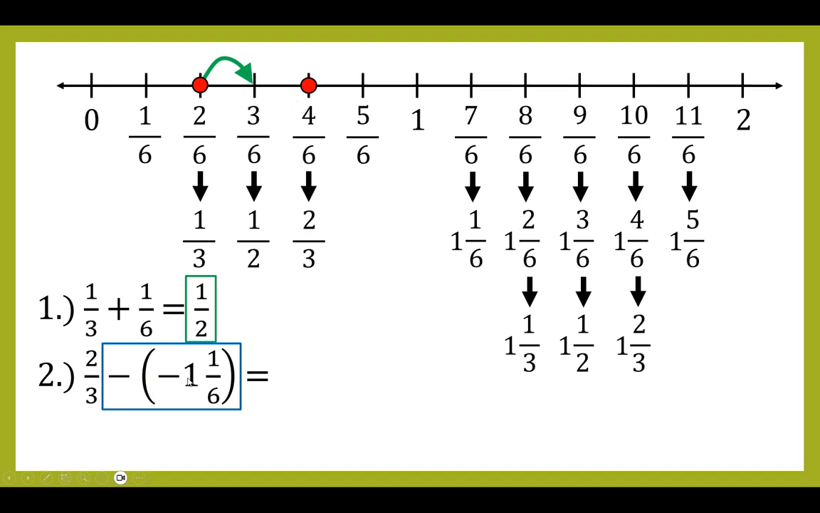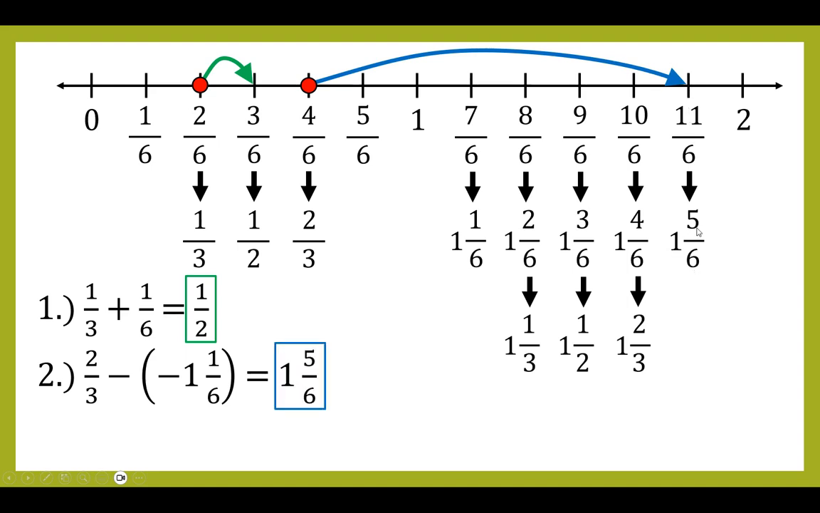So 1 and 1/6. Well, 1 and 1/6 is right here. It's 7 intervals. So I want to move 7 intervals to the right. So here I go. 1, 2, 3, 4, 5, 6, and 7. So I land on 1 and 5/6. So my answer is 1 and 5/6.